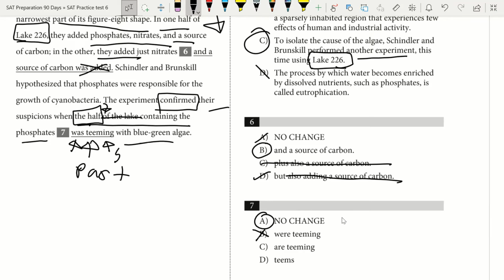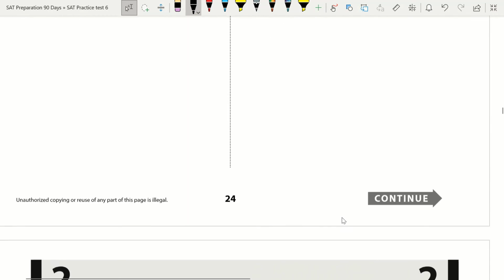Okay, so that one is testing us on our ability to match tense and to match number. Tense and number. "Were" here would be if it was plural, but half is singular, so the correct answer is "was teeming." All right, moving on to 8.